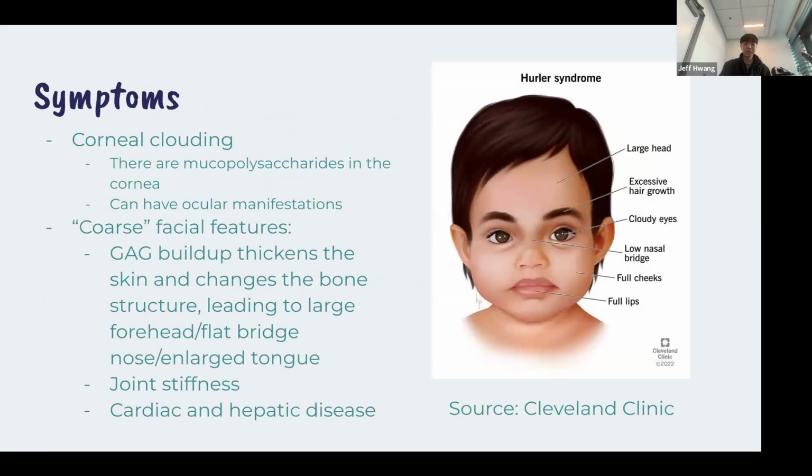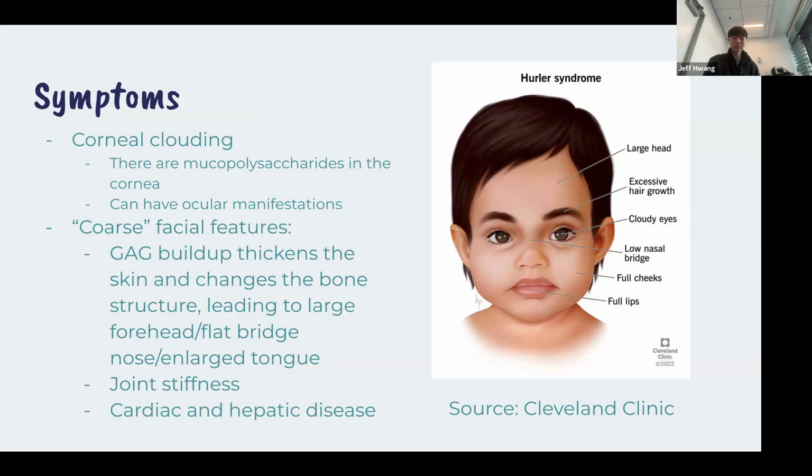And then here are some basic symptoms of Hurler's disease. The main one is corneal clouding, the cornea being the outermost layer of your eye. And there are mucopolysaccharides in the cornea, and when they are not controlled properly, they can have ocular manifestations.